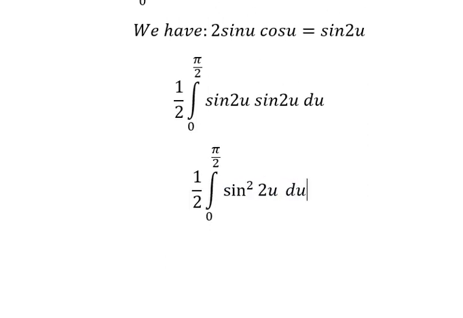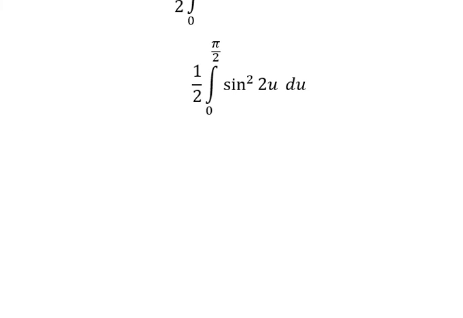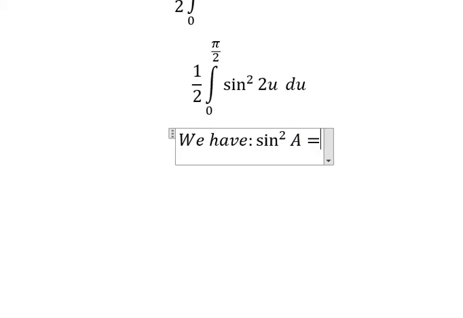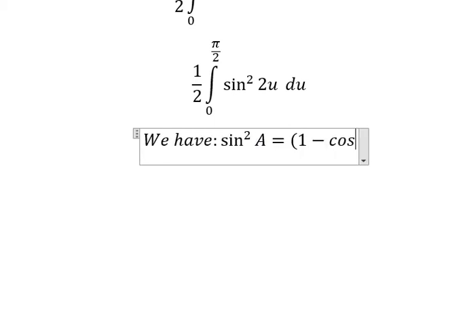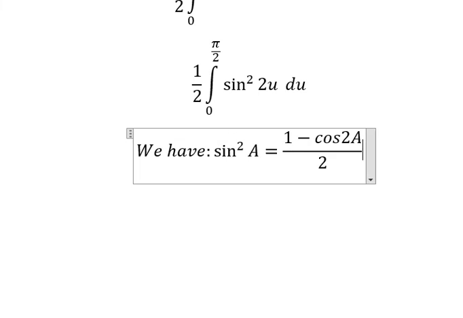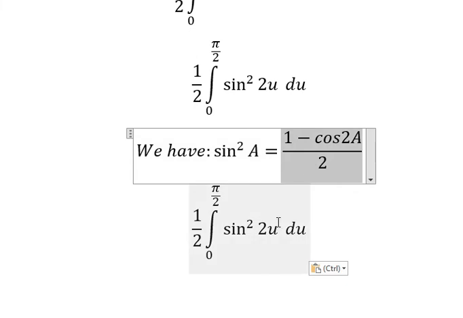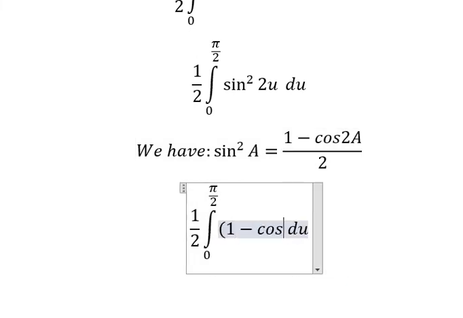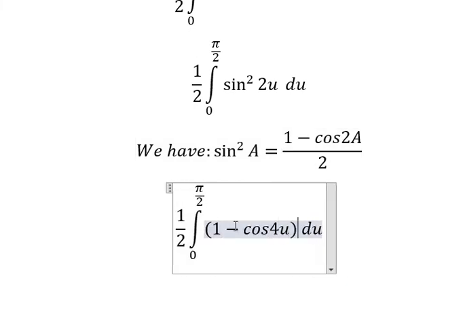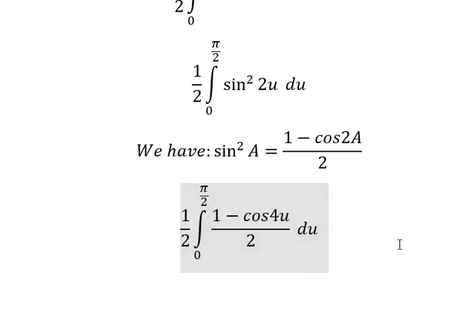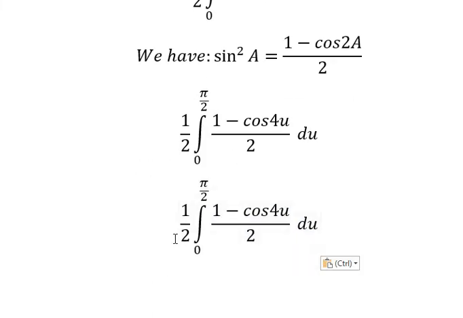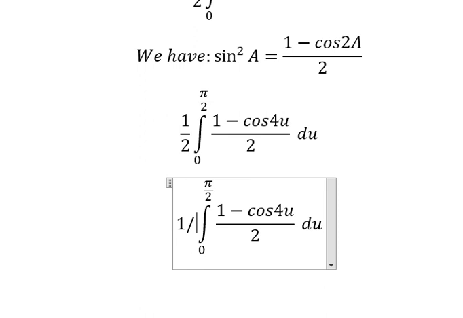Next, we have the next one. Sine a square equals 1 minus cosine 2a over number 2. And now we need to transform this one into this one, and we have 1 minus cosine 4u over number 2. So I will put number 2 outside, and we have 1 over 4.